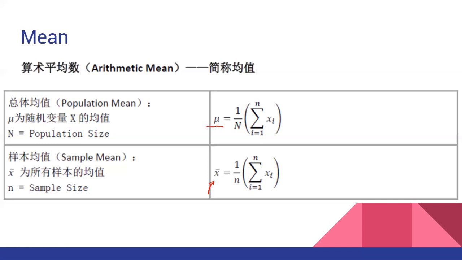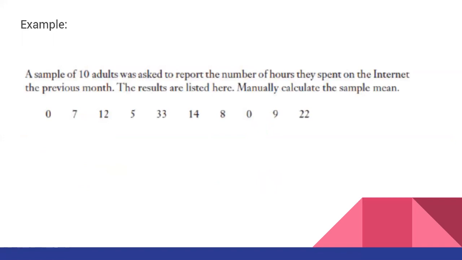Okay, let's see an example. A sample of 10 adults were asked to report the number of hours they spent on the internet the previous month. The results are listed here. Manually calculate the sample mean. So here is a sample of 10 adults, right? This is sample data. For sample data, the formula to calculate the mean is x bar equals 1 over n times the sum of all observations, right? According to this formula, there are 10 adults, that means 1 over 10, times the sum of all the data here.